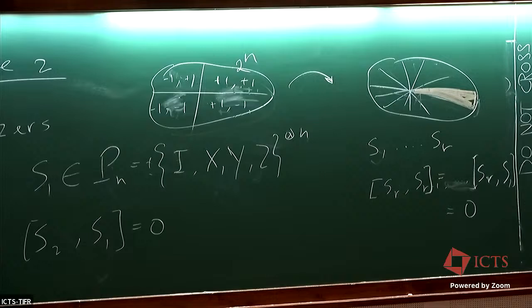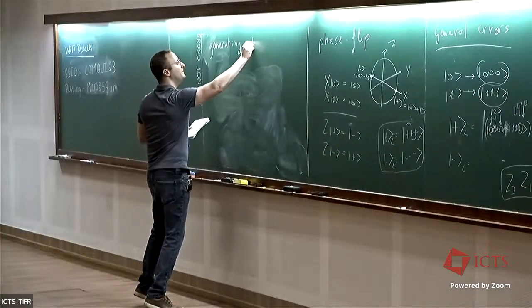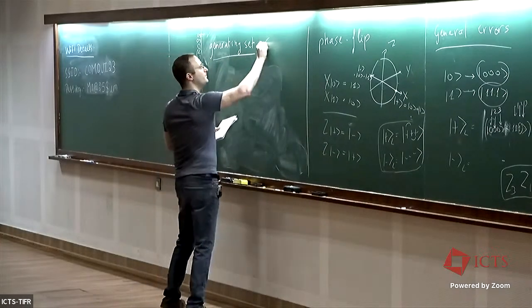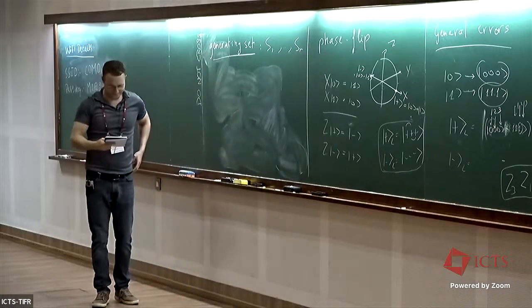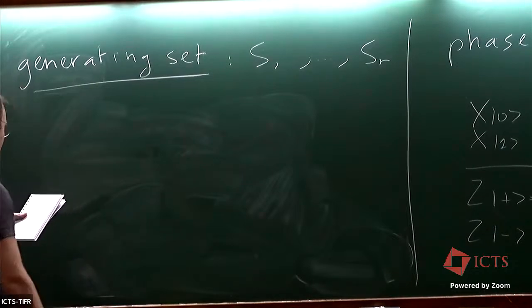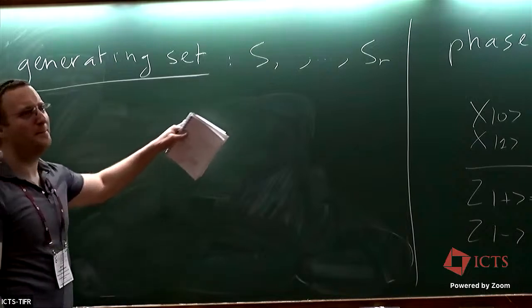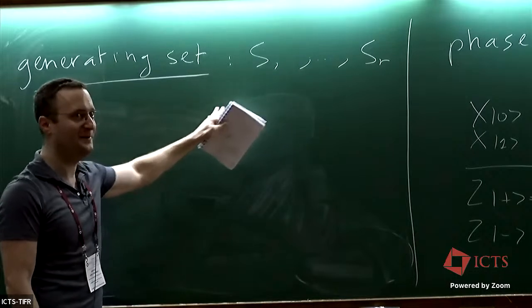The set of S's we call the generating set, or a set of generators. We'll see in a minute what they generate. They're also called check operators because we're going to check their eigenvalues. And as we said, they all have to be mutually commuting. In particular, minus identity can never be chosen here because minus identity commutes with no other Pauli.